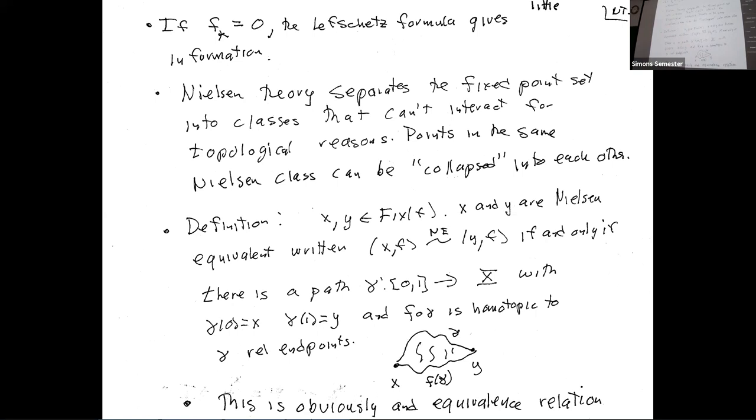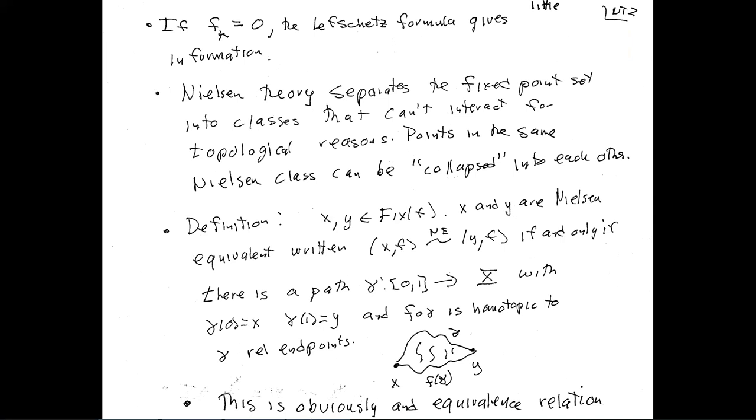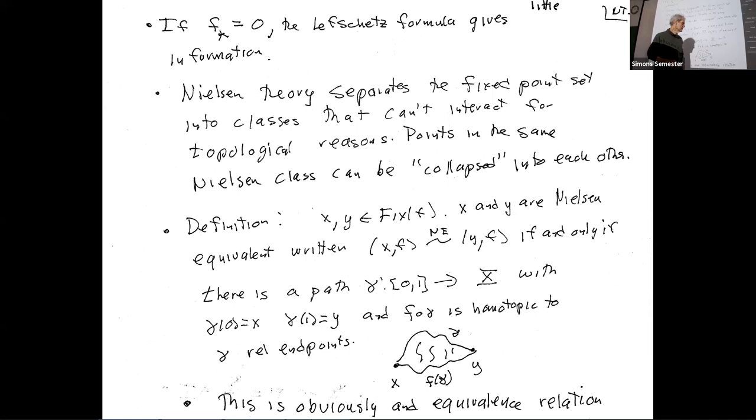Excuse me. Yes. Can this homotopy pass through other fixed points? Yes. It's just homotopy. It pays no attention to the other fixed points. It's just relative to the two endpoints. It's not relative to the fixed point set. It's just these two points that matter.